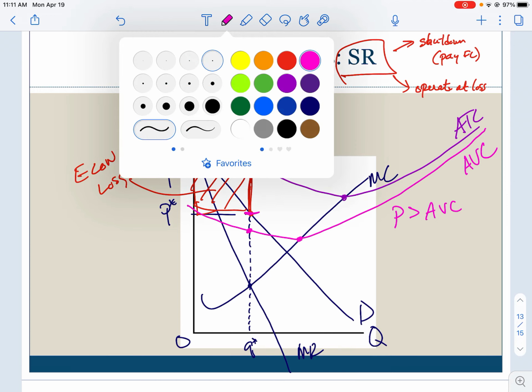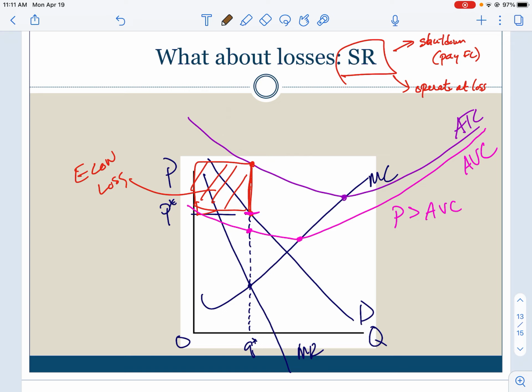Remember, if average total cost is made up of average variable costs and average fixed costs, then your average fixed cost is this whole distance here. And so your operating loss per unit is smaller than your fixed cost per unit. So you are better off when price is greater than average variable costs, you want to keep operating, right? Operate at a loss. You're still going to lose money, and that stinks, but you're going to lose less than if you just shut down and pay your fixed costs.